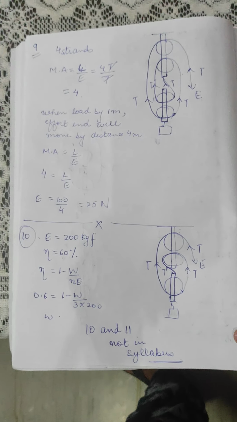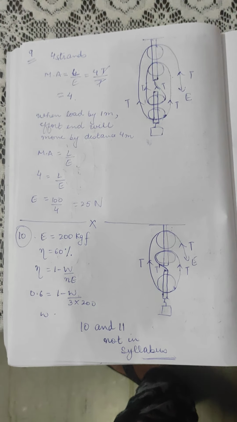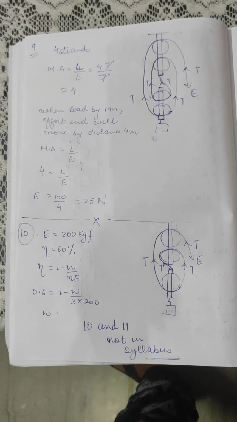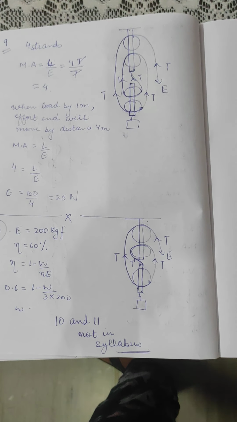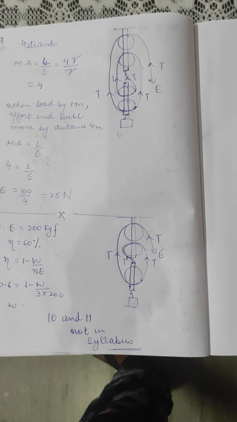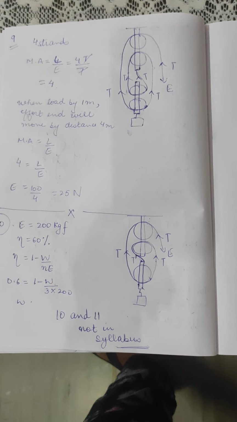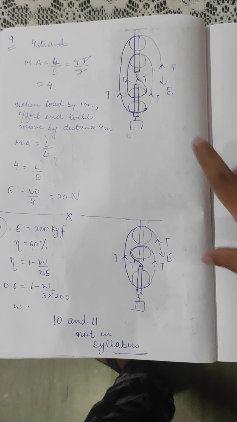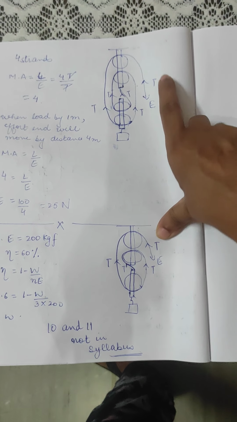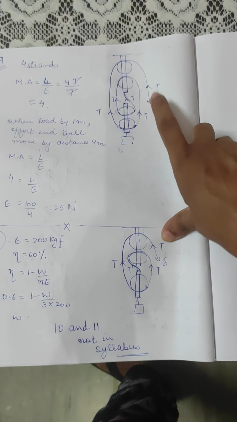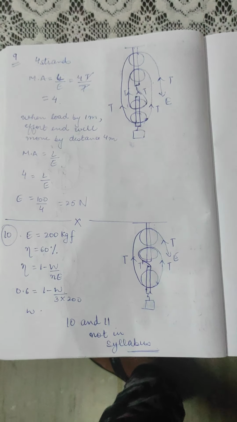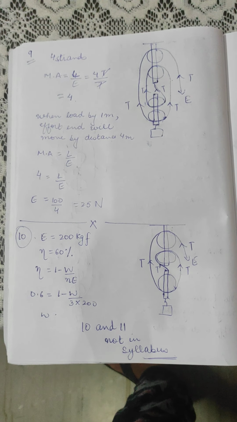Now this is the last numerical, the 9th numerical. The 10th and 11th numericals you don't have to do. So in the 9th numerical they are again giving you a block and tackle system of pulleys. Again 4 pulleys are there. Mark all the tensions properly. Effort, load, tension, string, it should be a proper well labeled diagram.